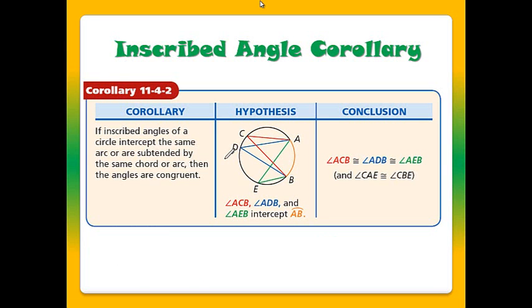The next theorem is the inscribed angle corollary. It says that if inscribed angles of a circle intercept the same arc, or they're subtended by the same chord or arc, then the angles are congruent. So in this diagram, we have 3 inscribed angles, ACB, ADB, and AEB. But they all intercept the same arc, arc AB. Since they all intercept the same arc, they will all have the same measure, half of that arc.